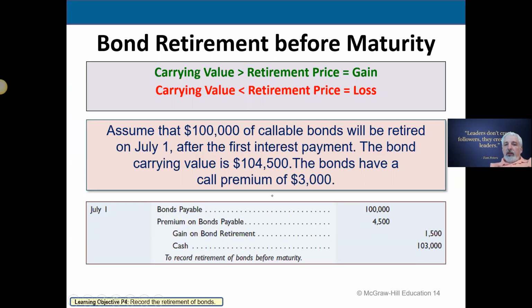So what happens? Usually there's a stipulation in the callable bond. We have to do it at 104.5, 4.5% over the face value. So we have to pay out cash. This is a 3% callable bond, $100,000. We pay out $103,000. We clear the premium account, but the net is a gain on the retirement of bonds. If we retire and refinance, we'll get a lower interest rate to go with that.